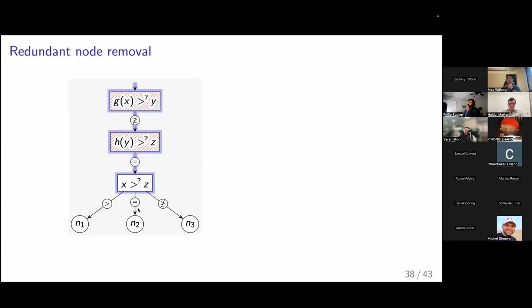Okay, and just a very quick example of how redundant node removal works. So let's say we have a thermodynamic diagram like this, and so we have already transformed these two nodes, and we are at this point. We also want to transform it. And we actually use a transitive closure over greater or equal and not greater than or equal to.